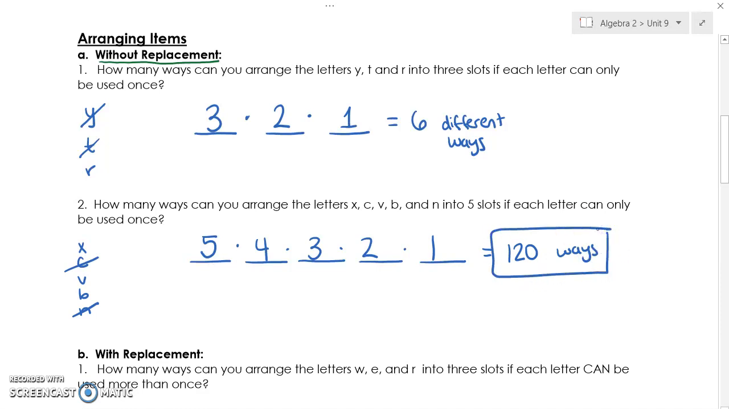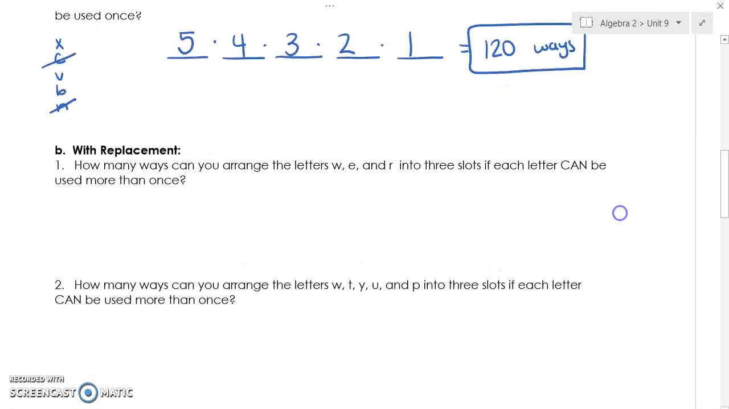All right. Now let's look at it when it says with replacement. What that means is you can use each letter more than once. So no repeating, and then for with replacement, sorry, my computer's acting up. There we go. With replacement means you can put it back. Can use again.